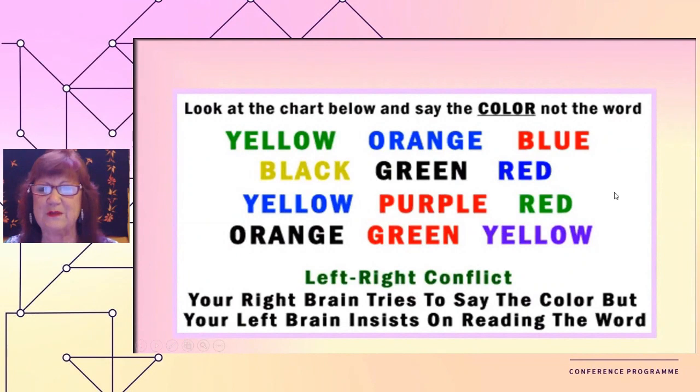I want you to look at the words in the chart, and I want you to say the color, not the word, not the written word. So for example, the word says yellow, but the color is green. So are you all ready? Have you got your brains working? We're going to go fast, okay? I'm not promising I'll get it right every time because I don't. Okay, ready? Off you go.